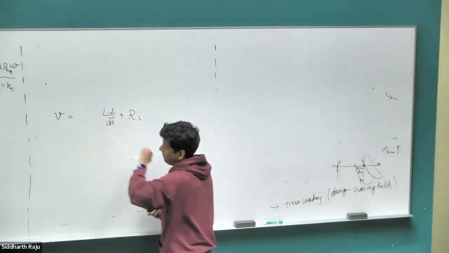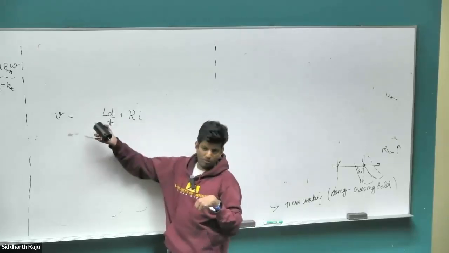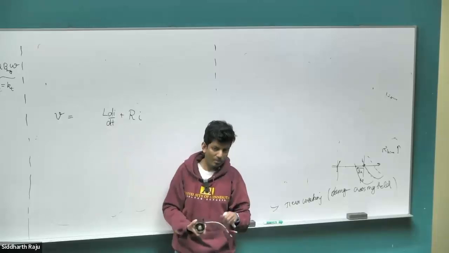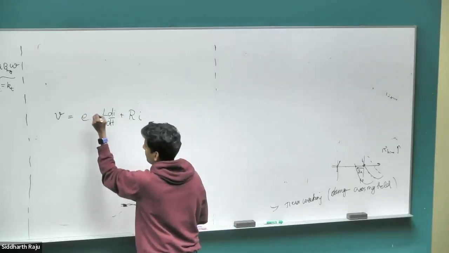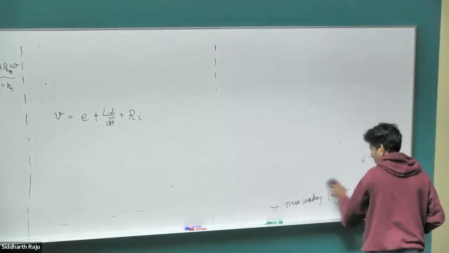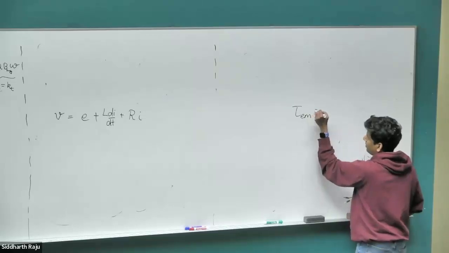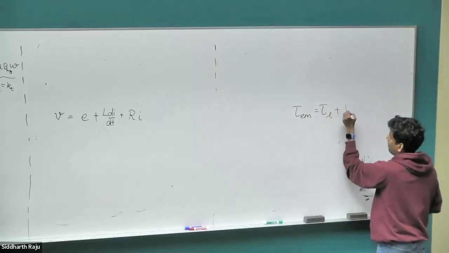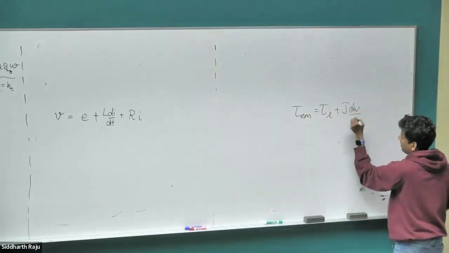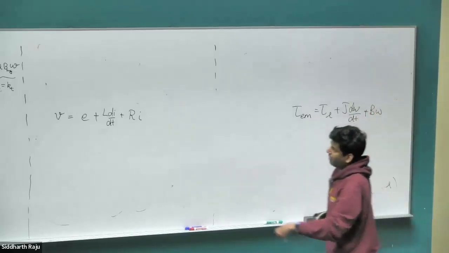And then finally, what is going to be the other component? How will I complete this equation? What is the one missing term? EMF. Perfect. And then we have our mechanical system, which we already know. Our electromagnetic torque is equal to the load torque. We have looked at this a dozen times. J d omega by dt plus b omega.